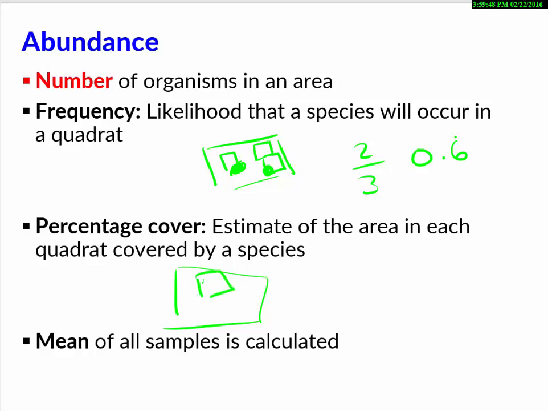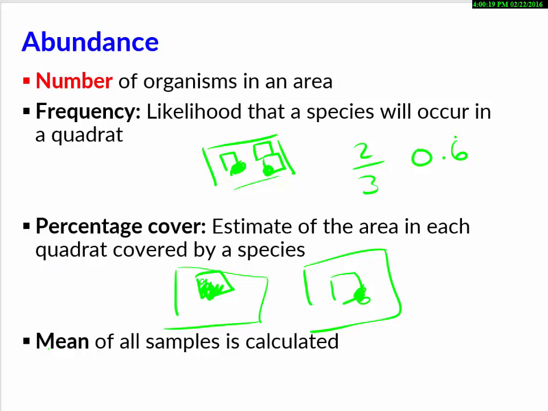So if we had our clover again, we put a quadrat down here, we would estimate that this is about 50%. You'll make the measurement to the nearest 5%. So if you've got a quadrat here, then you might say that that's 5% or 10%, but you would never be more specific than that, because you can't really estimate it that specifically.